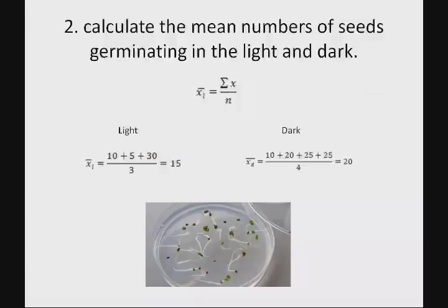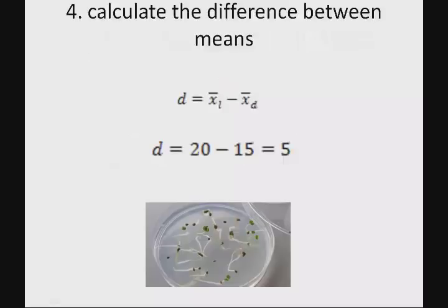The second thing we do is calculate the mean numbers of seeds that germinate in both the light and the dark. And this is the equation: the total numbers divided by the number of observations. For the light, it's 10 plus 5 plus 30 divided by 3, which is 15. And for dark, the mean germination rate is 20. And each of these is the number in an individual Petri dish. The next thing we do is calculate the difference between the means, and that's obviously very simple. The difference between the means is 20 minus 15, which is 5.